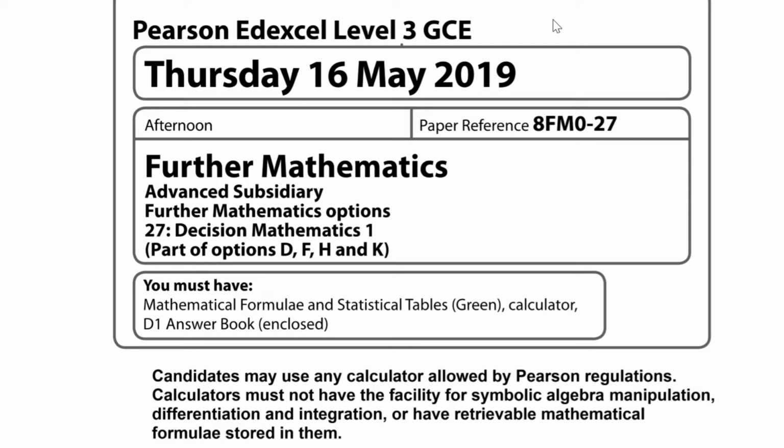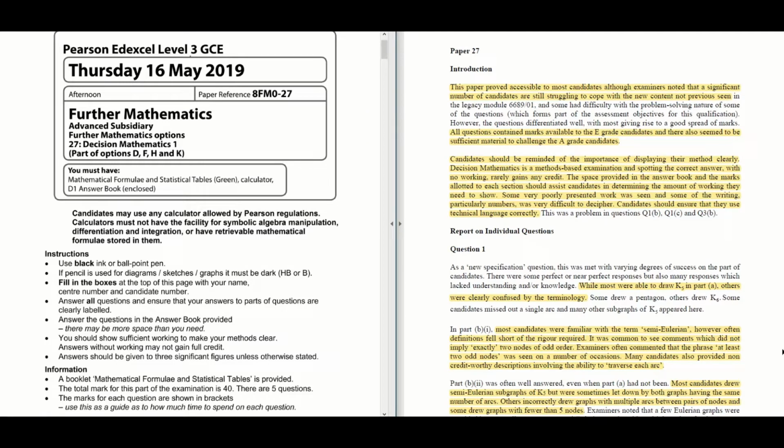Hi guys, this is the Edexcel AS Level Further Maths paper from the June 2019 series covering the Decision 1 module. So in terms of the examiner's report overall for this paper, the first thing mentioned is that the paper proved accessible to most candidates, although examiners noted that a significant number of candidates are still struggling to cope with the new content not seen in the previous old specification.